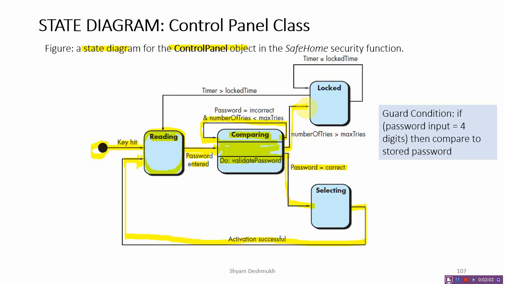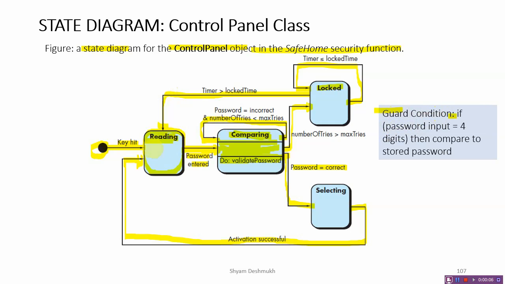So once the number of tries is greater than the maximum tries, then the state of that particular control panel will be the locked state, and it will remain there for some time. And once the time gets over, it moves from this particular state to the reading state again. So this is how the state diagram basically looks like.